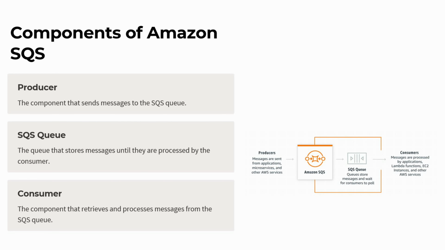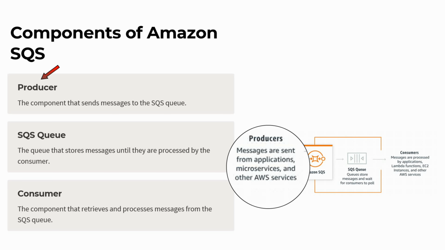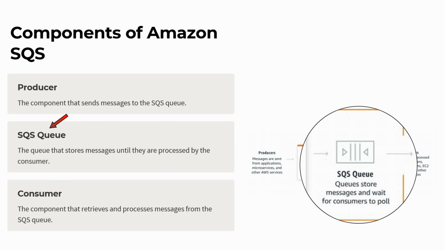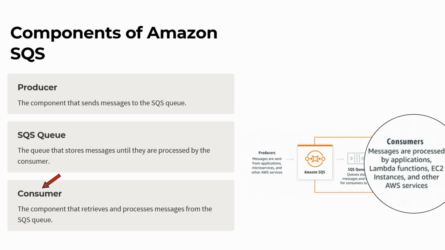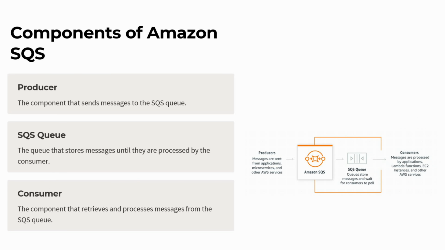Components of Amazon SQS. First one is producer that sends messages to the SQS queue. Second one is SQS queue, the queue that stores messages until they are processed by the consumer. Third one is consumer that retrieves and processes messages from the SQS queue.